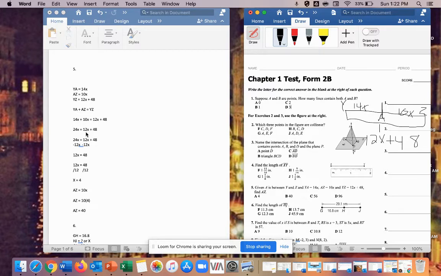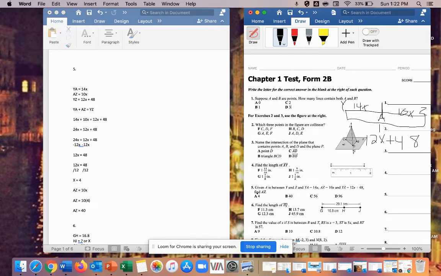I have to get all my x's to the same side so I can solve for x. So what I did was I subtracted 12x from both sides. 24x minus 12x equals 12x. 12x minus 12x equals 0. And then you just drop the 48 down. So we're left with 12x equals 48. Then we have to get x by itself, so we've got to get rid of that 12. To get 12x to just x, we divide both sides by 12. 12x divided by 12 equals x. 48 divided by 12 equals 4. So x equals 4.